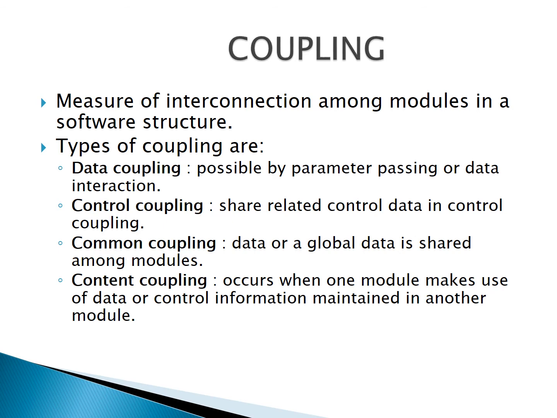The next is control coupling. Here the modules share related control data. The next is common coupling, where global data is shared among the modules. The last one is content coupling. It occurs when one module makes use of data or control information which is maintained in another module.